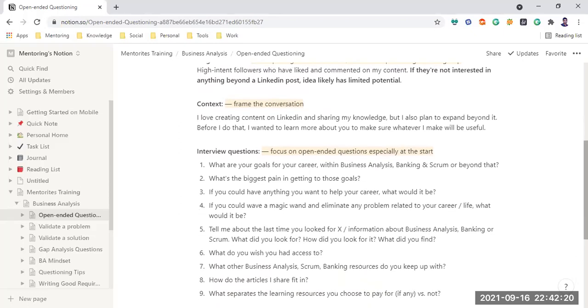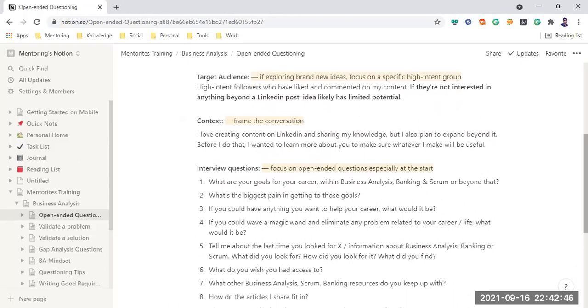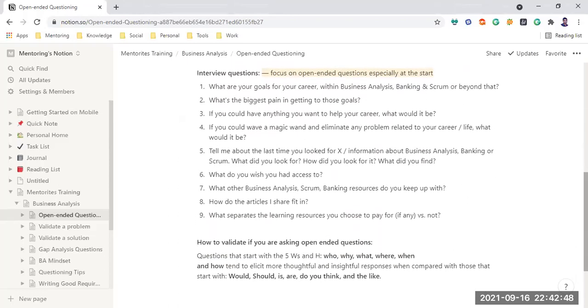Then the next thing is you have to set the context. For example, I love creating content on LinkedIn and sharing my knowledge, but I also plan to expand beyond it. Before I do that, I want to learn more about you to make sure whatever I make will be useful. So I'm setting the context with the target audience. Always set the context with the audience. Hope everyone is clear on the scenario that we are getting into.